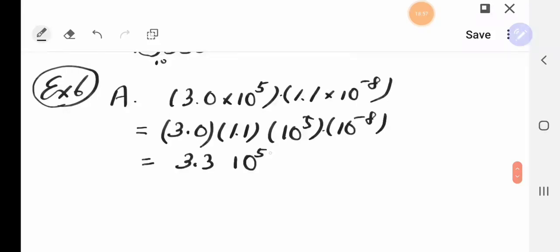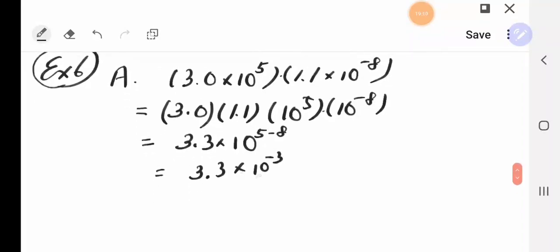So we can add the exponents. One is 5 and the other one is negative 8. So this is equal to 3.3 times 10 to the negative 3rd power. We can write the answer in scientific notation like this, or you can write it as just a number. So you can put 3 zeros in front and then move the decimal point to the left because we want to make 3.3 smaller, because the exponent is negative. Okay, letter B.